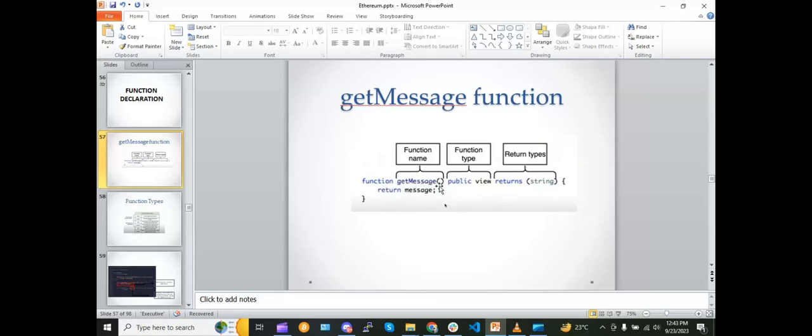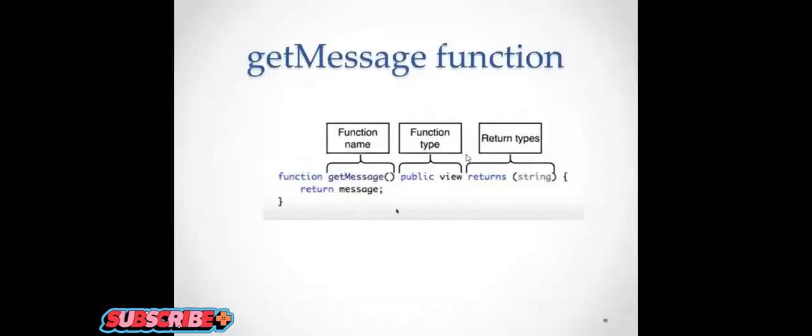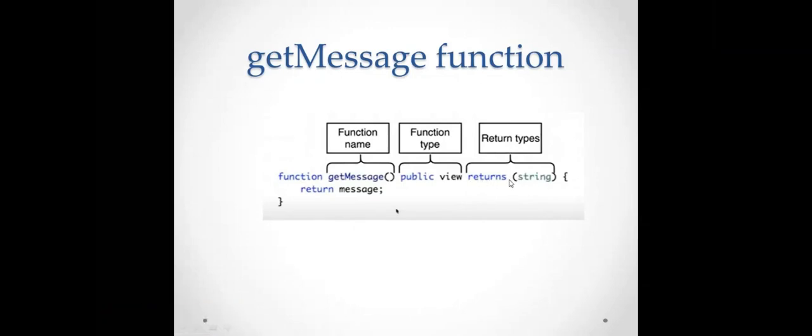We can pass a value to a function as well, but in this case we didn't. We will see different functions where we can pass variables. What is the function type? It can be public or private, view or constant, and a lot of different function types as well. We will see it in a little more detail in the next slide. After that, we have the return type, and we will always return what we put inside that smart contract.